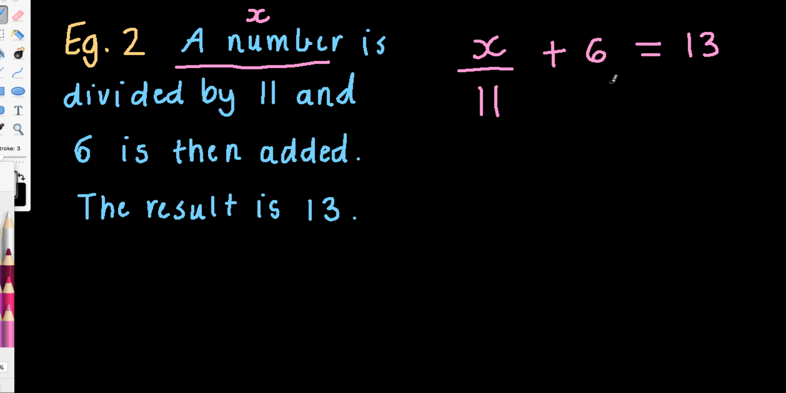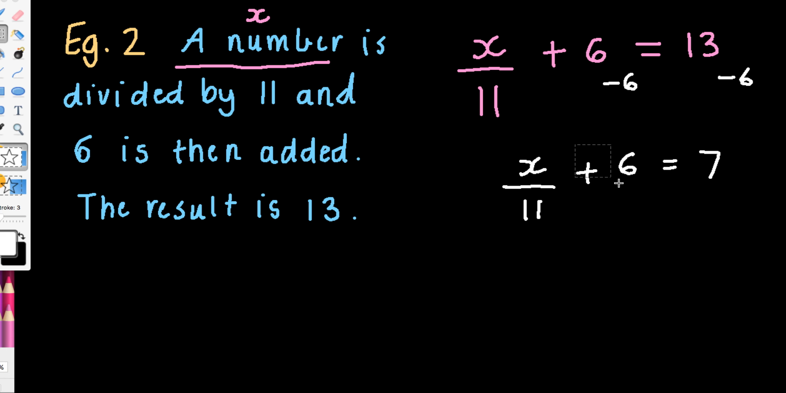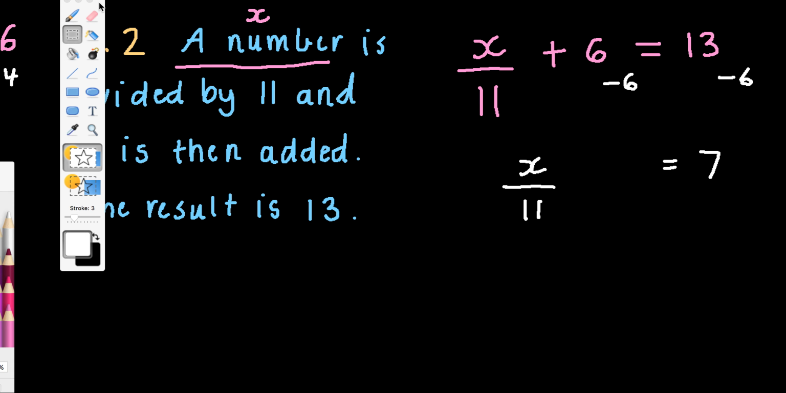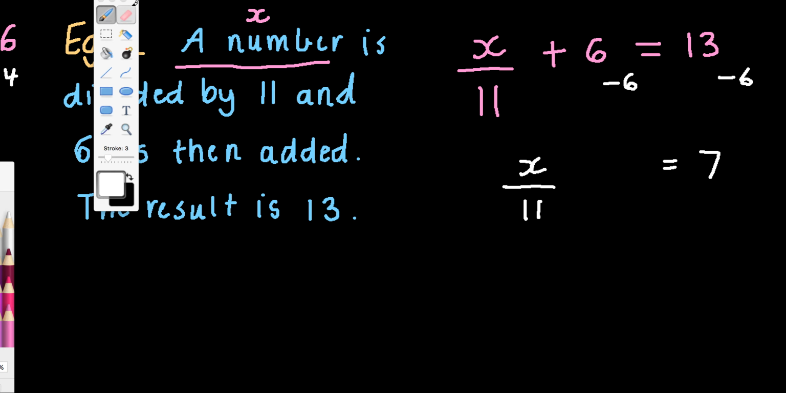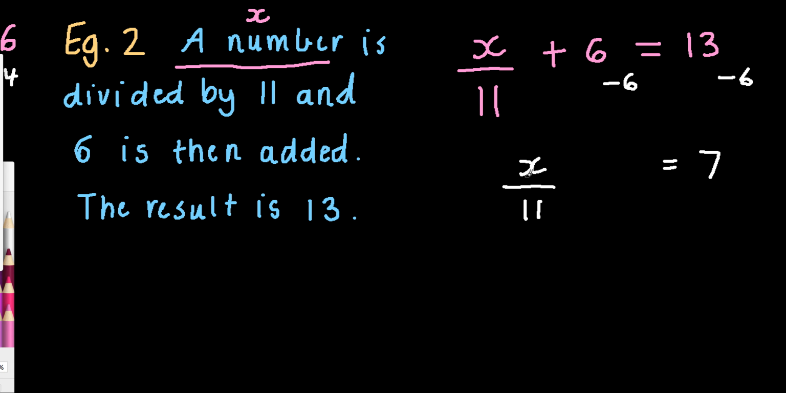Okay, let's take away that 6. That leaves us with x over 11. Okay, 13 minus 6. 7. Oops, I've just made a mistake because I've just added that in when I shouldn't have. Because we just took away that 6, so it's not there anymore. Okay, so x over 11 is equal to 7.